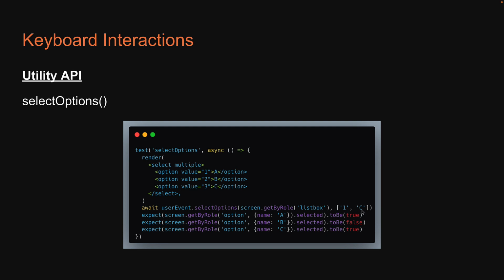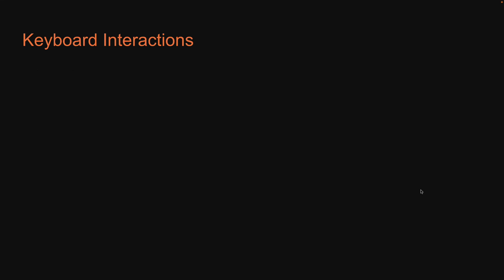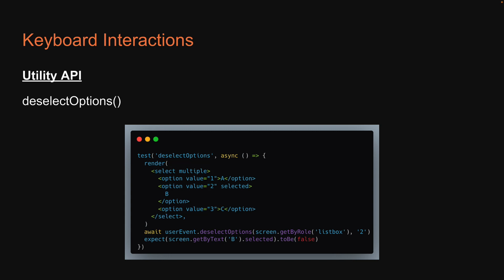1 and C here correspond to value of 1 and label C. We can expect the first and the third option to be selected. Similarly, here is an example of deselectOptions. We are deselecting an option with value 2 and we are expecting the selection to be false in our assertion.